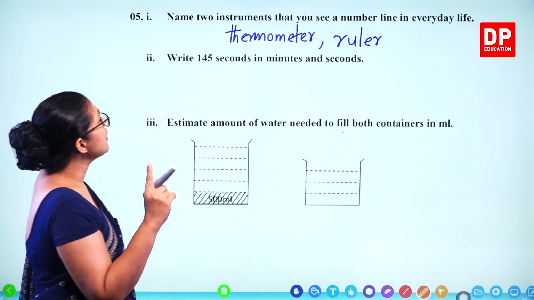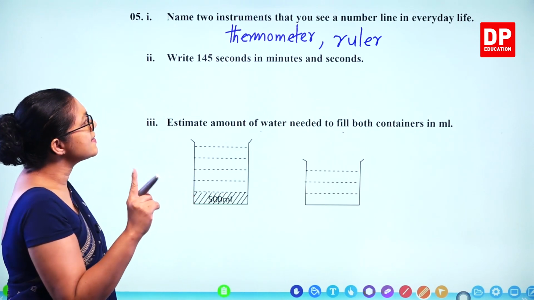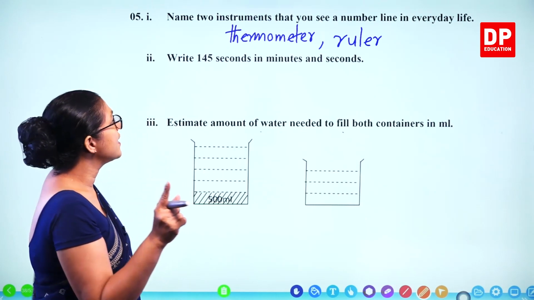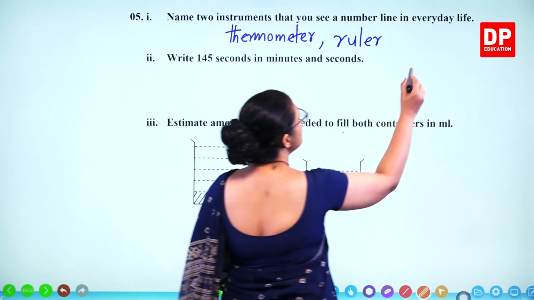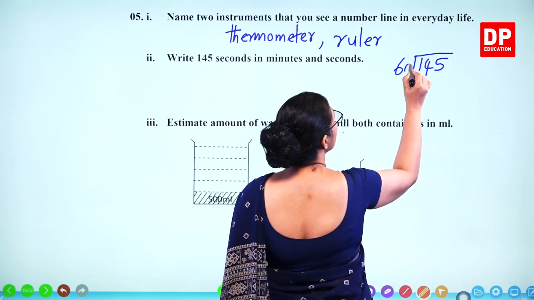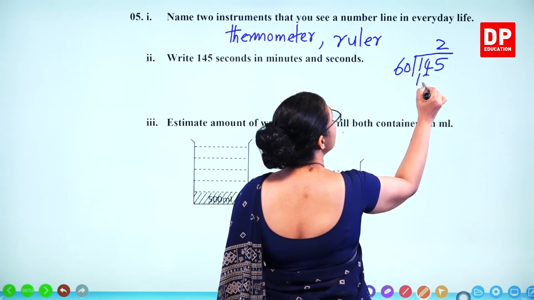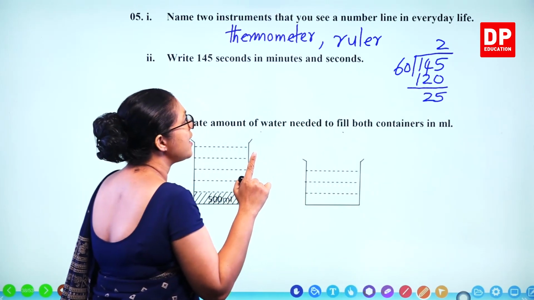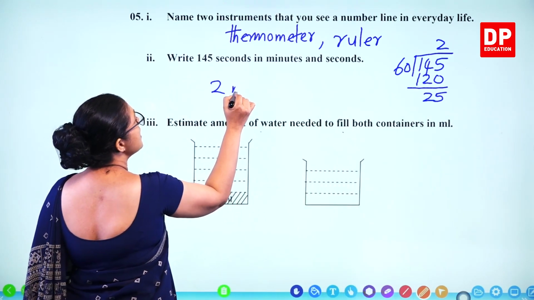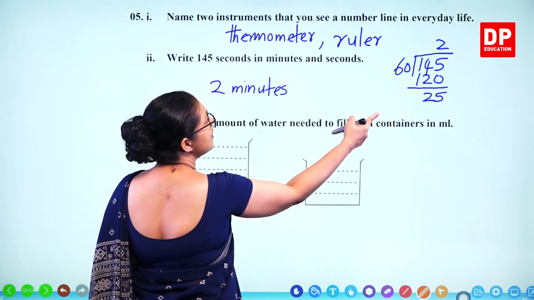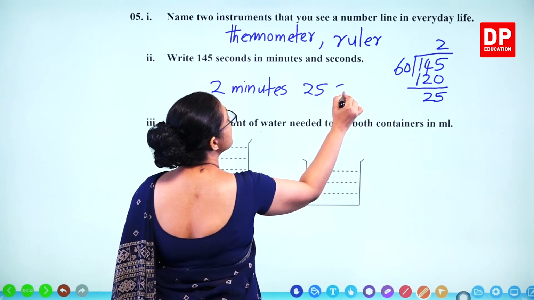Write 145 seconds in minutes and seconds. So 60 seconds is 1 minute. So divide by 60. 60 times 2, 120 and 25 remaining. So how do you write it down? 2 minutes and 25 seconds remaining.